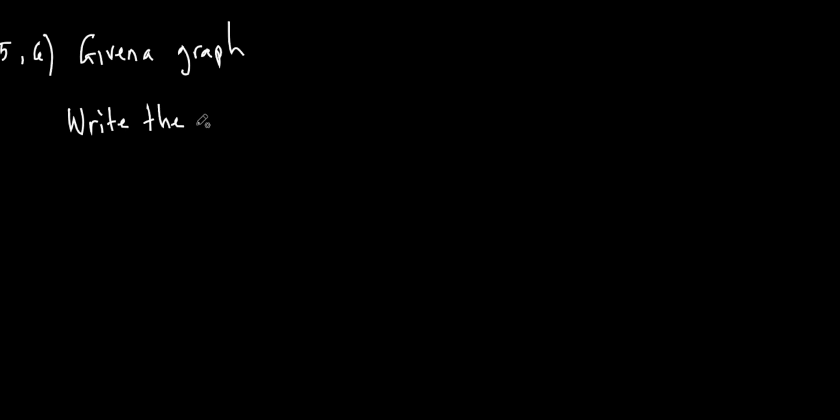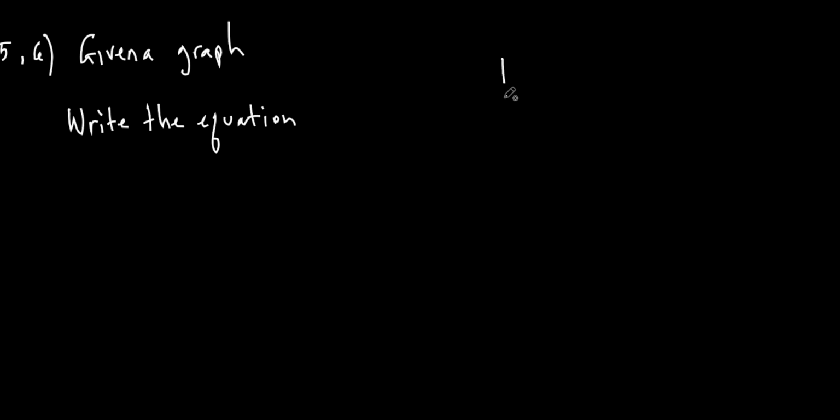So 5 and 6, what'd you have on the homework? They give you a graph, right? So they're going to have a graph on there, and same thing on the quiz. Okay, there will be a graph on the quiz, and what you have to do is write the equation of that graph. So when I say given a graph, you're given a graph, and you have to write the equation of that graph.